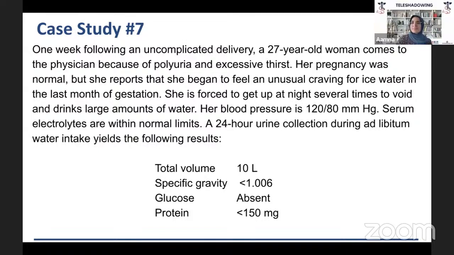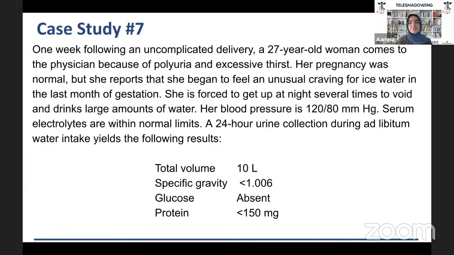Yes, so case study number 7. One week following an uncomplicated delivery, a 27-year-old woman comes to the physician because of polyuria and excessive thirst. Her pregnancy was normal, but she reports that she began to feel an unusual craving for ice water in the last month of gestation. She is forced to get up at night several times to void and drinks large amounts of water. Her blood pressure is 120/80 millimeters of mercury.